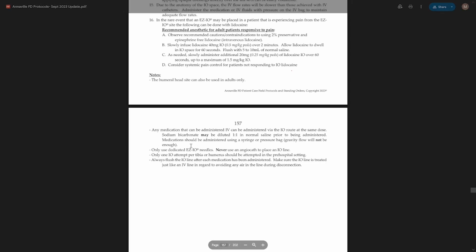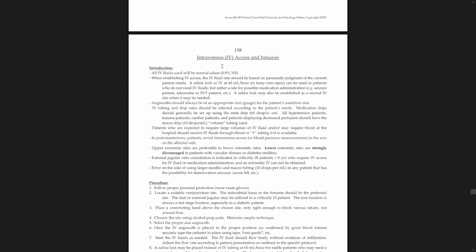Only use dedicated easy IO needles. Never use an angiocath to place an IO line. Only 1 IO attempt per tibia or humerus should be attempted in the pre-hospital setting. Always flush the IO line after each medication has been administered. Make sure the IO line is treated just like an IV line in regard to avoiding any air in the line during disconnection.